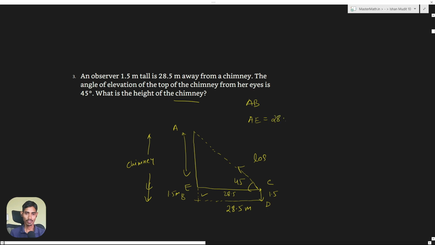A is 28.5. Why? Because tan C is equal to AE by EC, and EC is 28.5. So tan 45 is equal to AE by 28.5. This is 1. A would be 28.5.